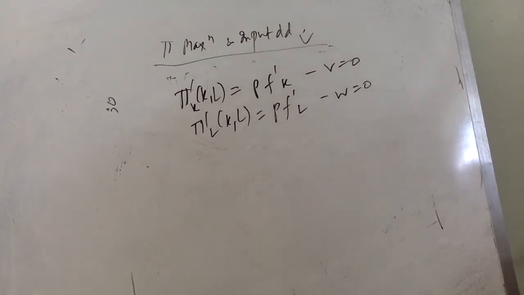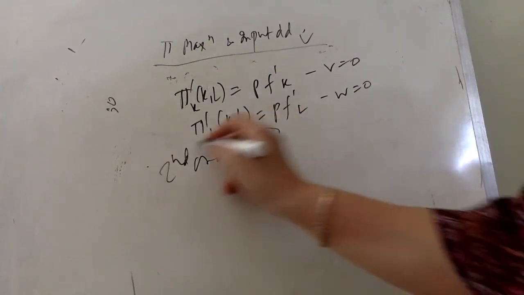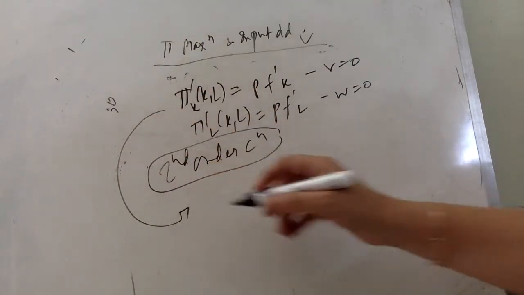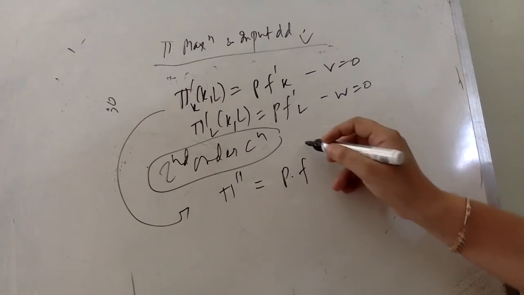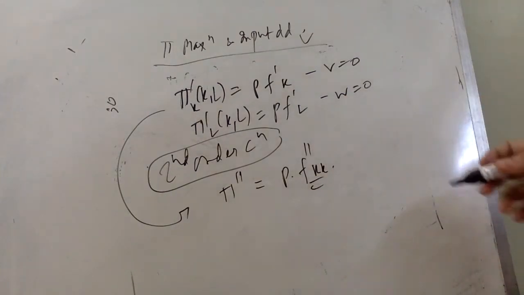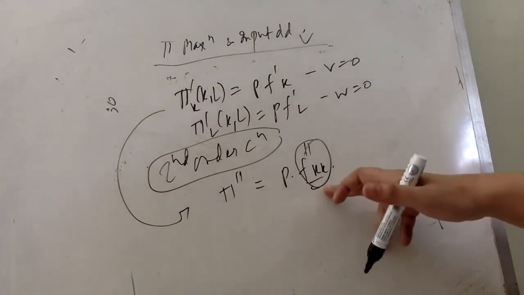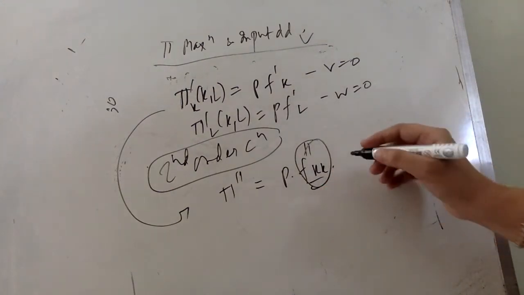Now we talk about the second order condition. This was the first order condition that we had computed. So take the second order derivative of it, pi double dash, and what do we get? P times F double dash K, since we are differentiating with respect to K. We know that the double differentiation, the marginal product of capital differentiated further with respect to capital, is negative.